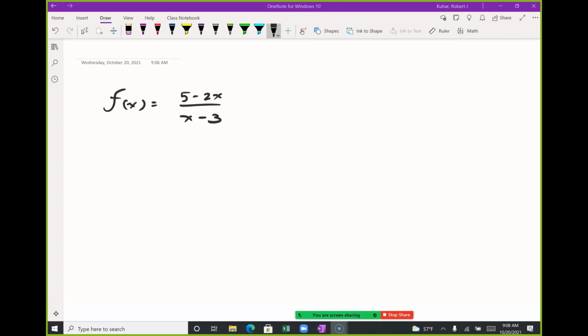This is a rational function. What's the domain? X cannot equal 3. Nice. X not equal to 3. Anybody know the range?